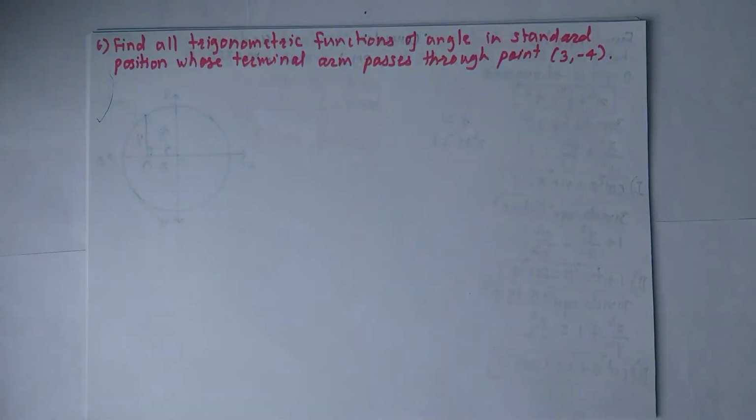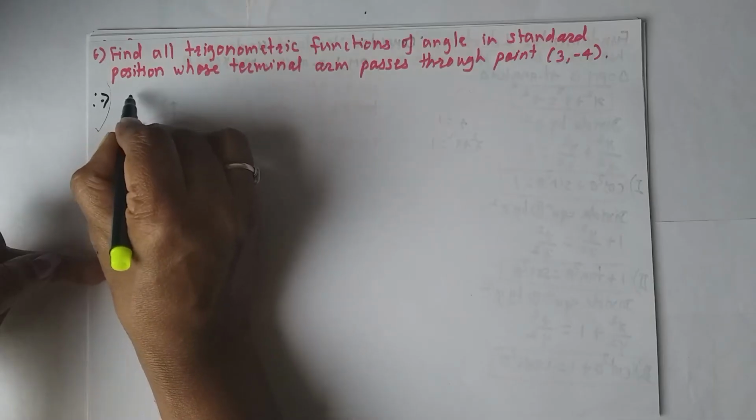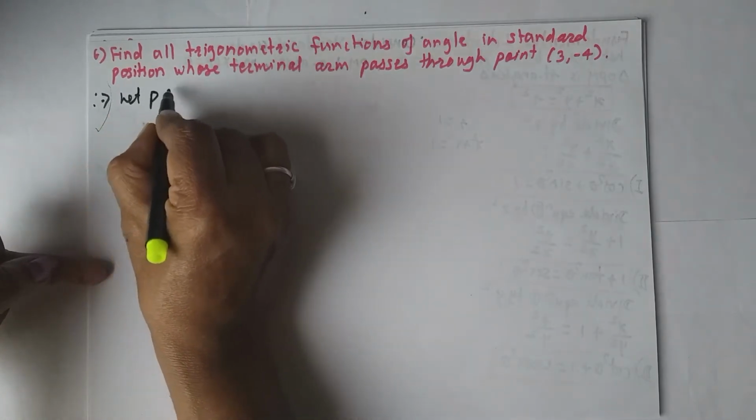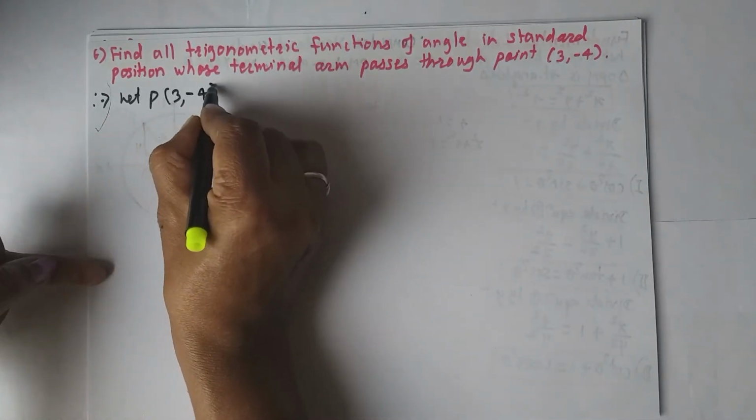Now see the next problem. Find all trigonometric functions of an angle in standard position whose terminal arm passes through the point (3, -4). In the solution, you write down, let this point be P, which has coordinates (3, -4).